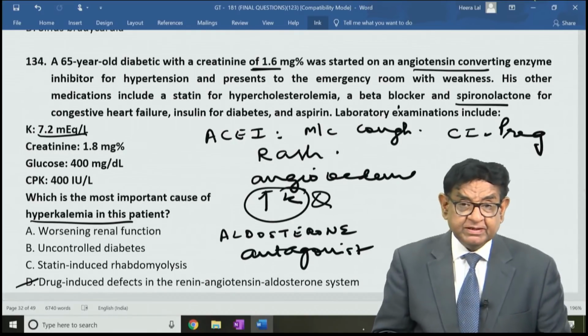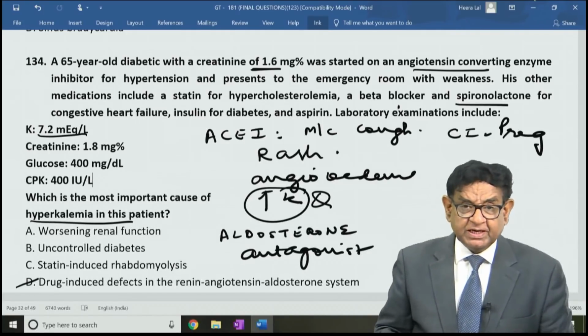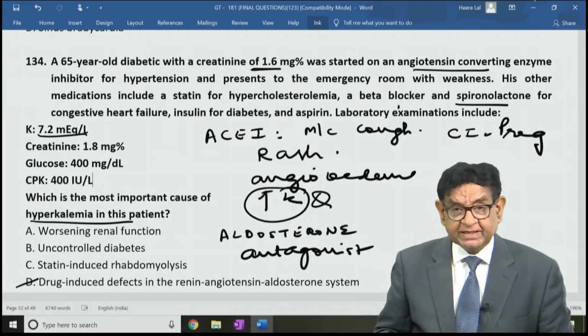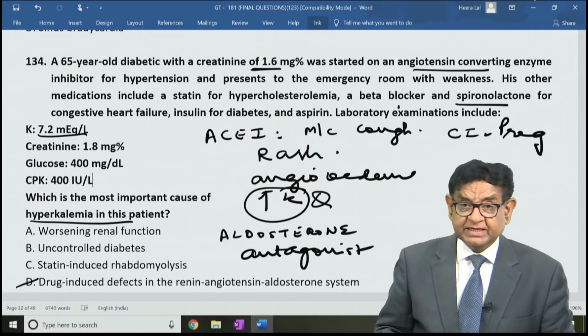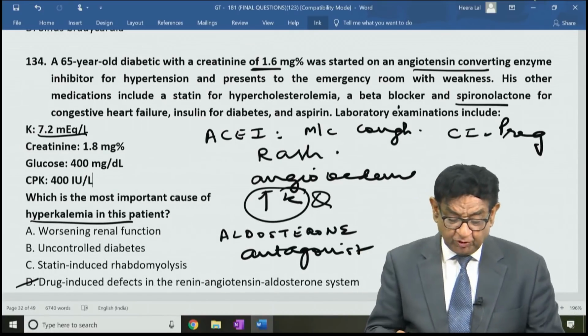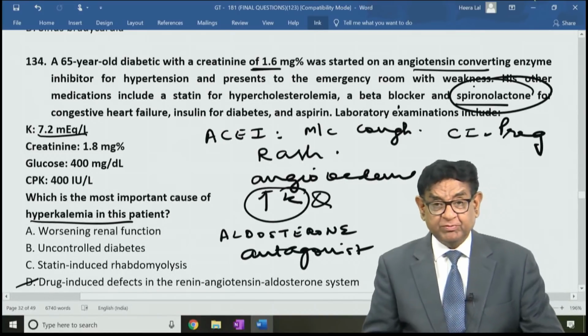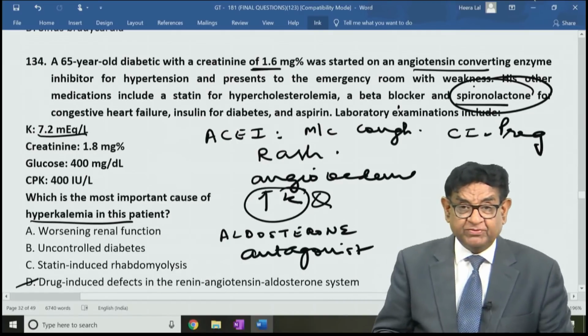Now, I have a question for you. Stop the video, write down the answer. Very recently, we got another drug, which is again an aldosterone antagonist, just like spironolactone. But the only advantage of that drug is that it does not lead to gynecomastia. We know very well that spironolactone is the one drug which can lead to gynecomastia. Write the name of that drug.